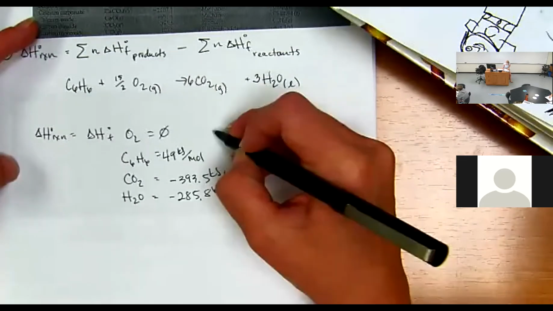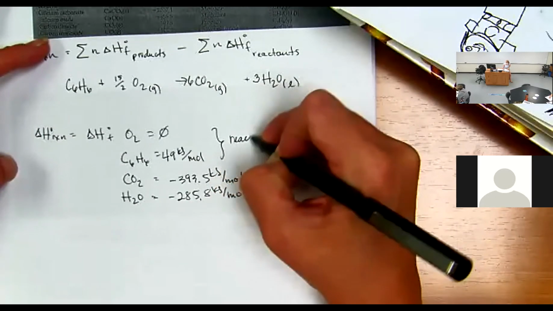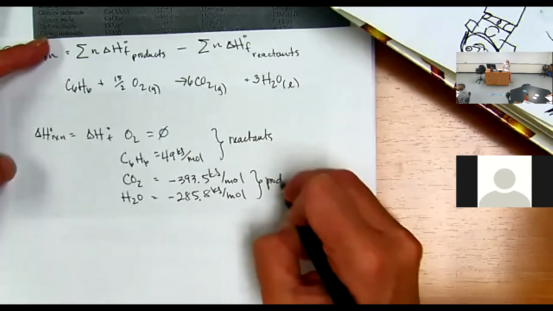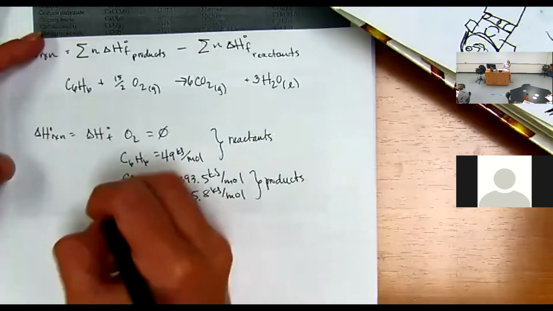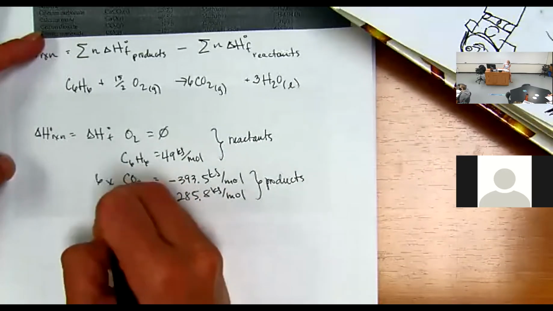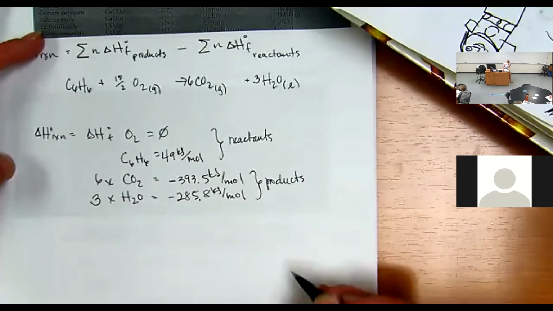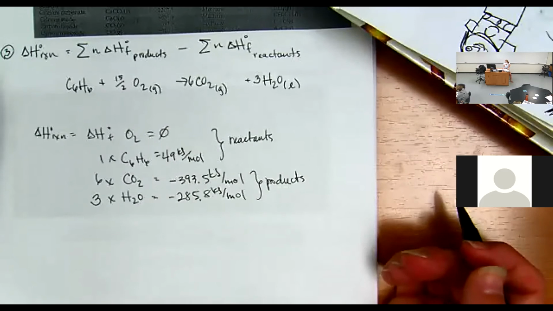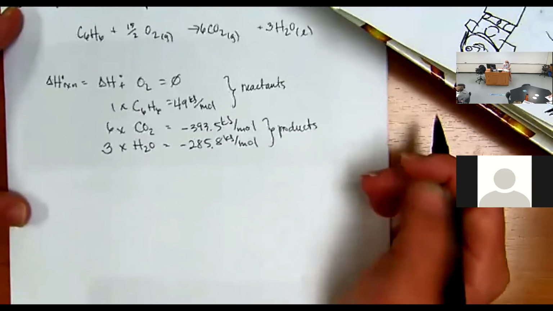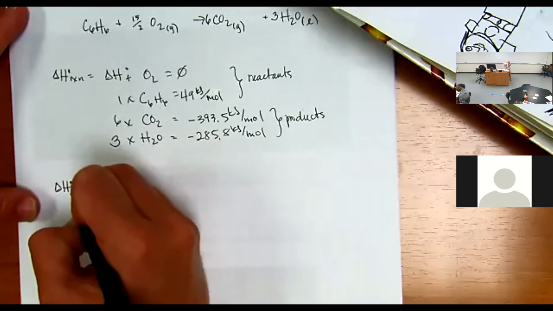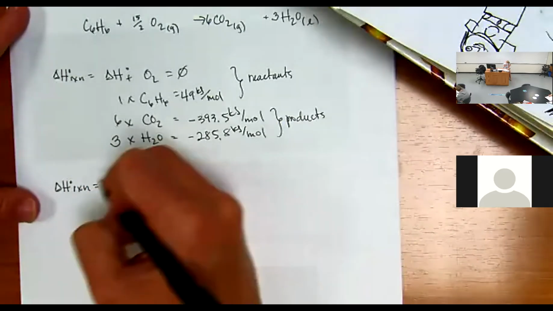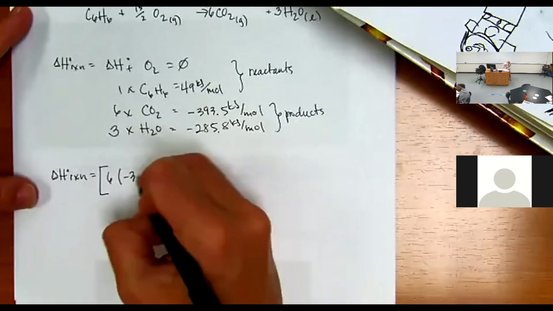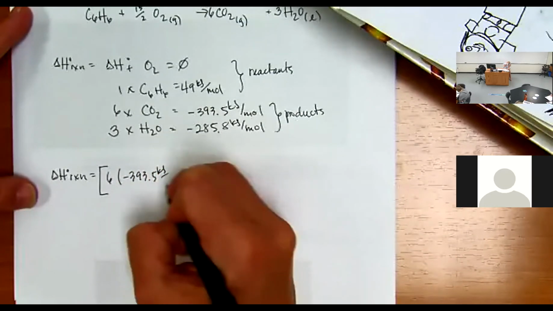So these are our reactants. These are our products. So we know that this is going to be times 6. This is going to be times 3. And this is going to be times 1. Oxygen, it doesn't matter because it's 0. But so we're going to have our enthalpy of reaction, which is 6 times negative 393.5 kilojoules per mole.